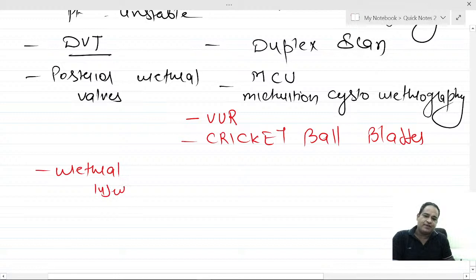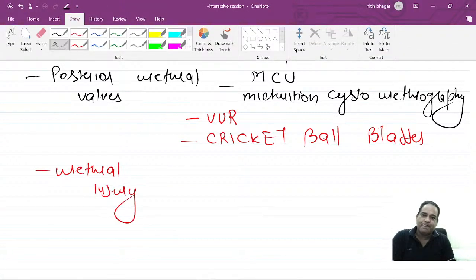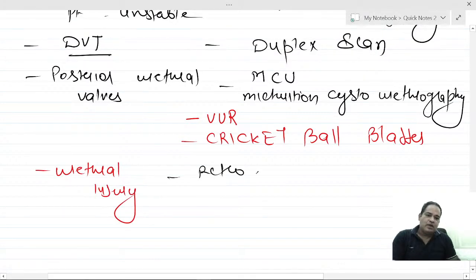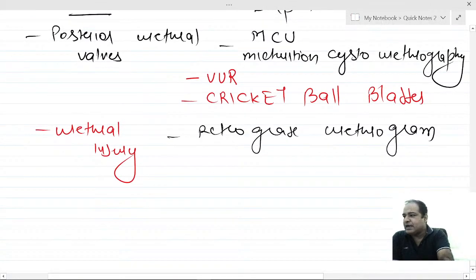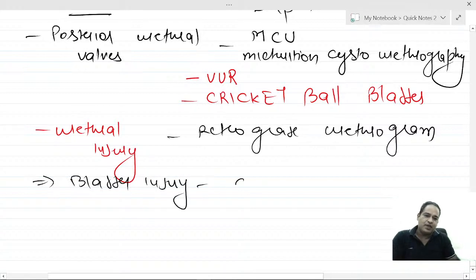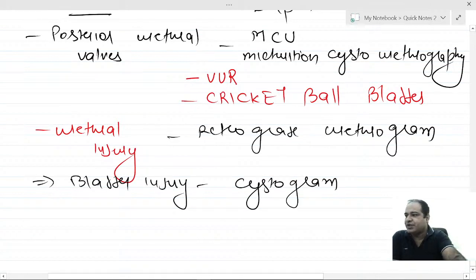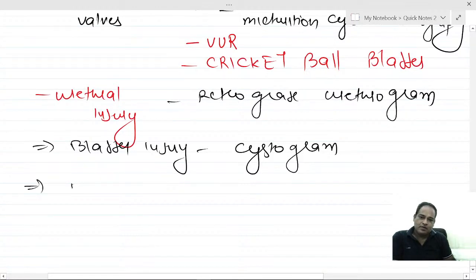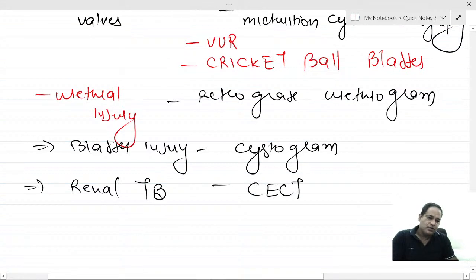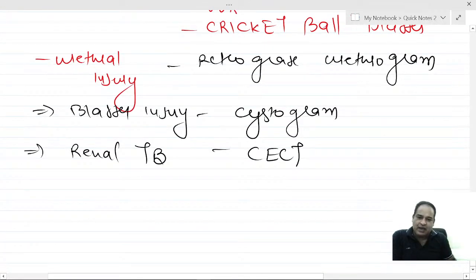Investigation of choice for urethral injury will be retrograde urethrogram. For bladder injury, cystogram. Renal tuberculosis, contrast CT.